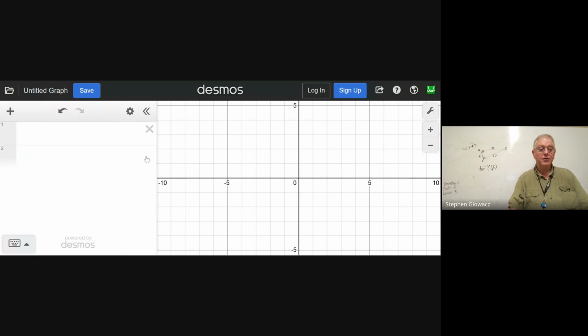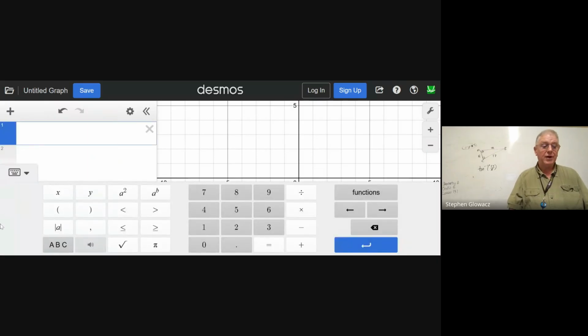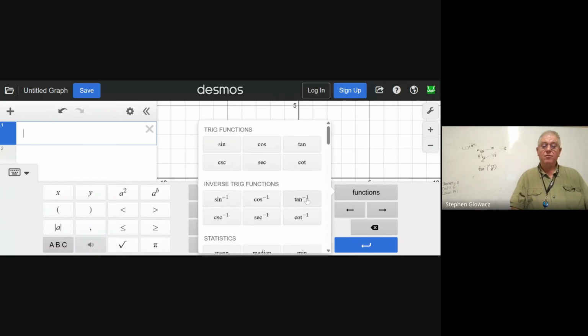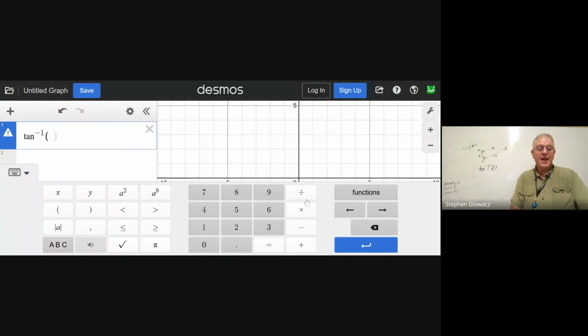All right, so how do we do this? We want inverse tangent of 17 over 8. And so we're going to bring up our keyboard. Again, just click the keyboard. And then we're going to go over here to functions. And then right there we see tangent with that -1. The -1 is the symbol for inverse tangent. And so we're going to click that. And now we're going to enter the fraction 17 over 8.